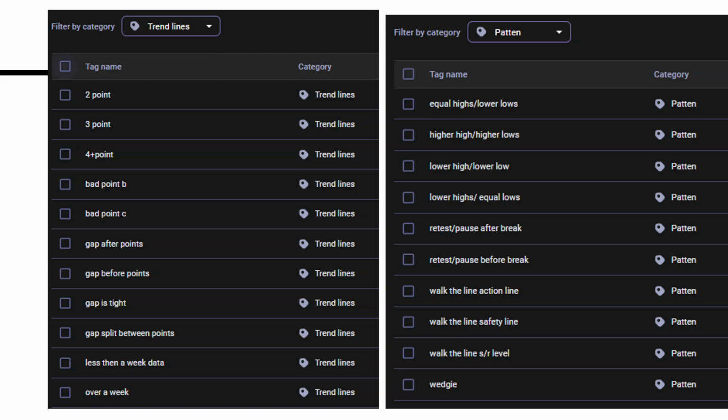I have one called walk the line on an action line, walk the line on a safety line, walk the line on a support resistance level. That's usually a string of 4 or 5 little indecision candles all in a row. And then a wedgie. Trend lines are coming together, you're getting it into a wedge. It's a pattern.